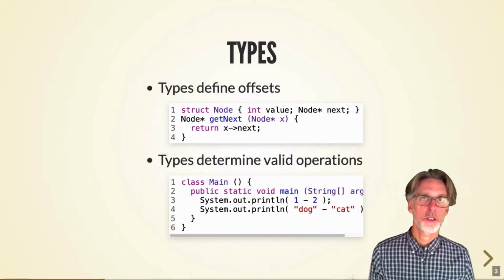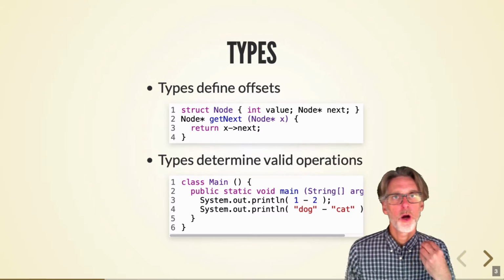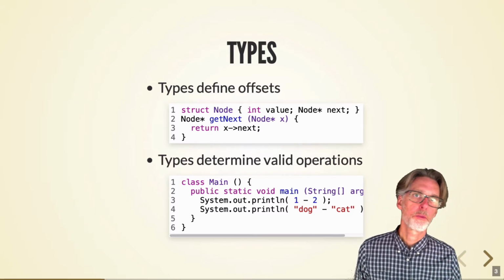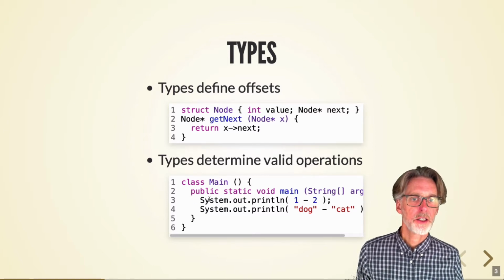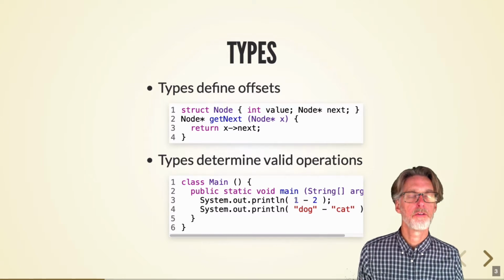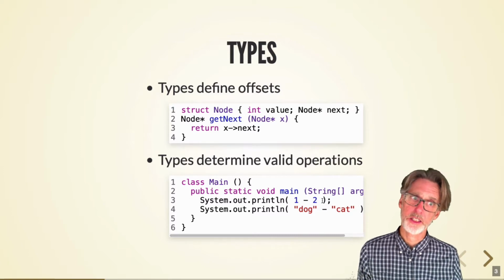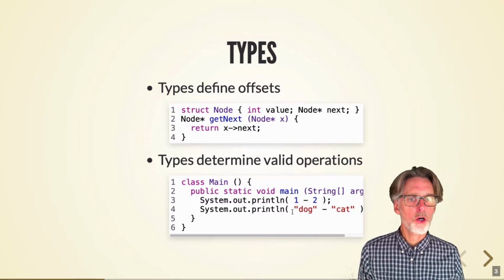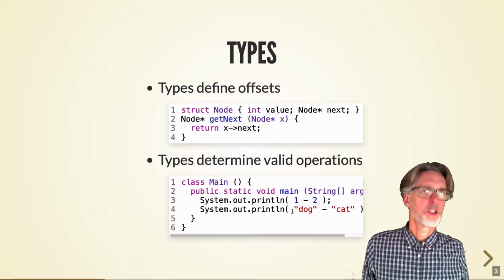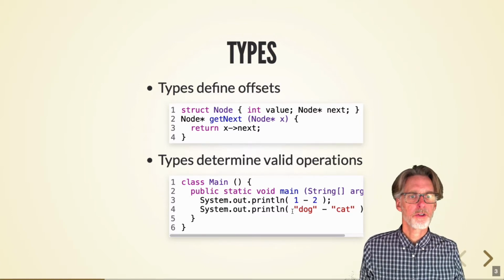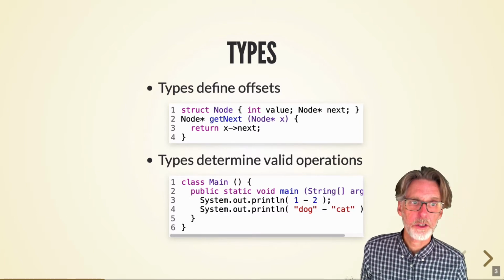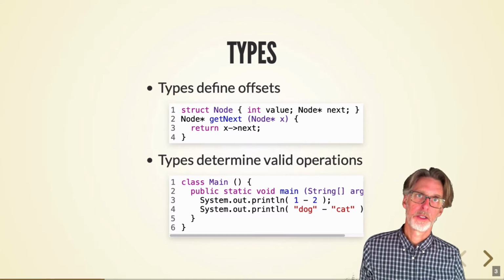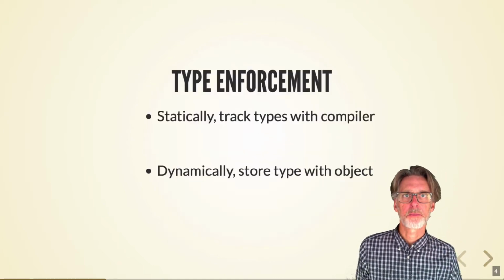Another important use of types is to determine what operations may be performed on a particular value. On line 3 here, you can see a valid line of Java where I'm trying to compute the difference between 1 and 2. But on line 4, you see something which is clearly not Java. I'm trying to compute the difference of dog and cat. Subtraction is not a valid operation on strings in Java. So these are two different uses of types.